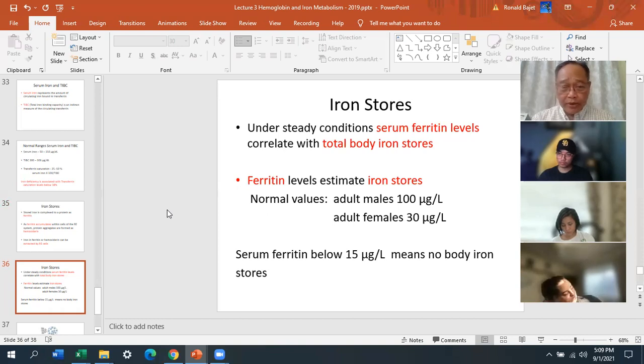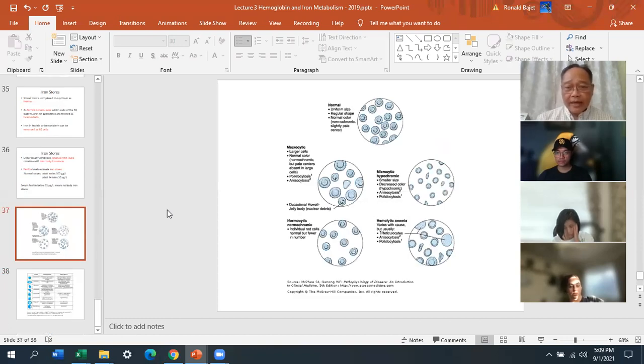Iron, ferritin, storage. Normal values: for males, it's 100 micrograms, and for females, not so much. They can be as low as 30 micrograms per liter. Serum ferritin below 15 micrograms means there are no body iron stores. No body iron stores.